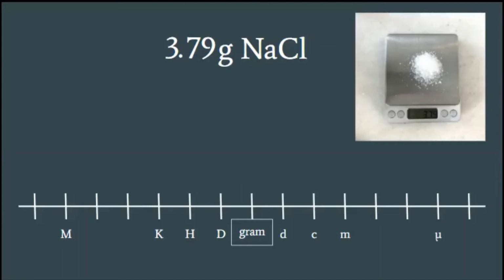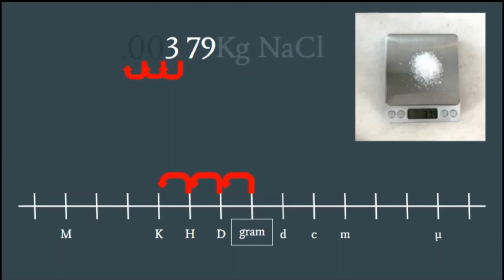So let's say that I have 3.79 grams of table salt, and I want to know how many kilograms this is. So what I would do is I would start from grams, and I would move over to kilograms, 1, 2, 3 times. I would also do that on my number starting from the decimal point, and then move the decimal point over and fill in zeros. Now you can see that I have 0.00379 kilograms of table salt or sodium chloride.